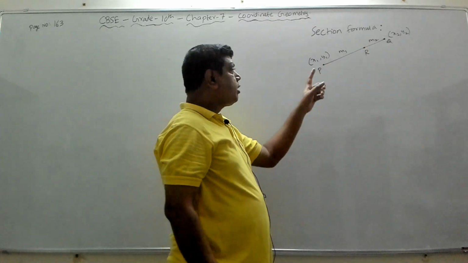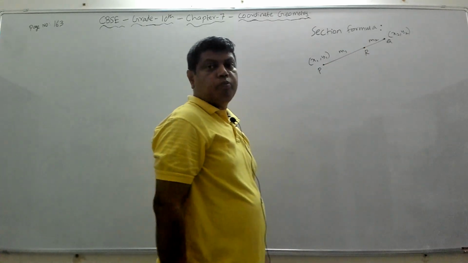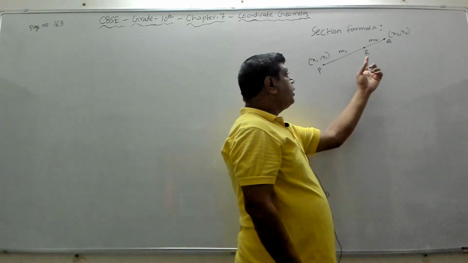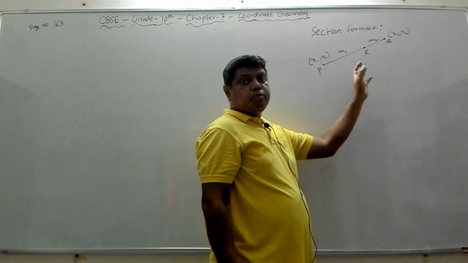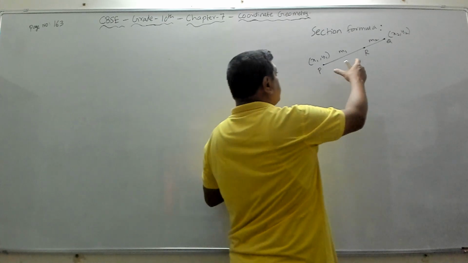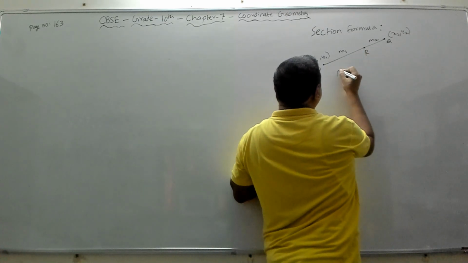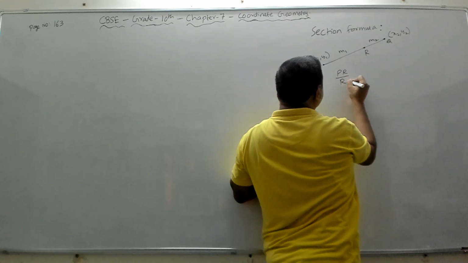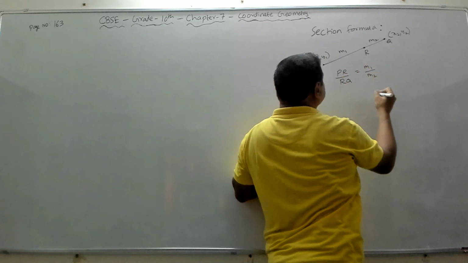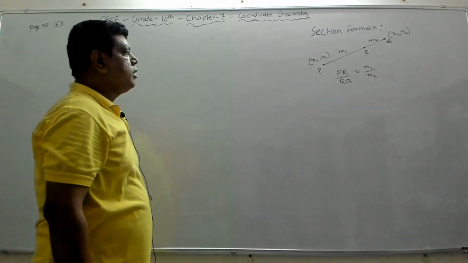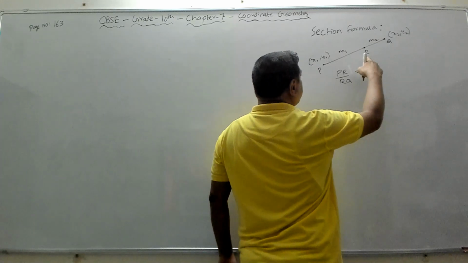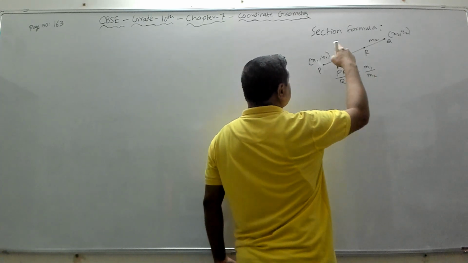We say internally because R lies between P and Q. Right? Your R lies between P and Q. So the point R divides the line segment PQ internally in the ratio m1 is to m2, which means PR by RQ is equal to m1 by m2. Then we can find the coordinate of the point R, and that is given by a formula called the section formula.